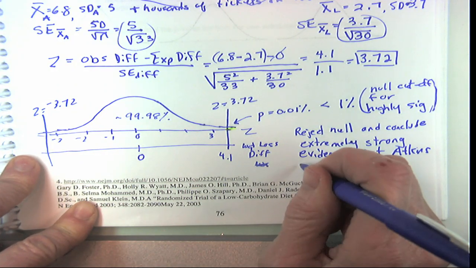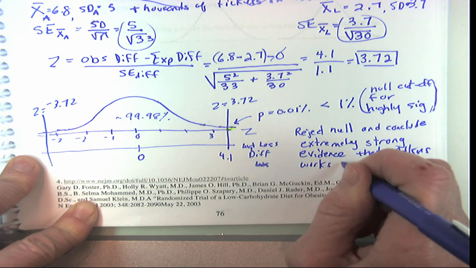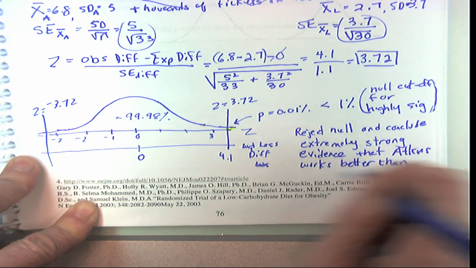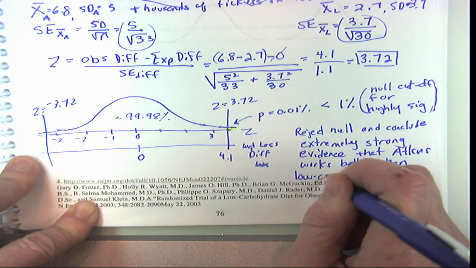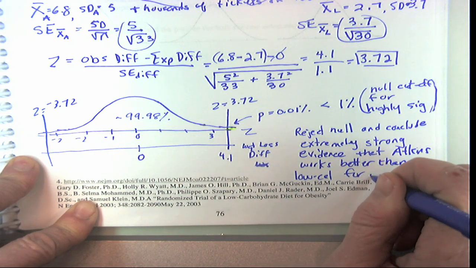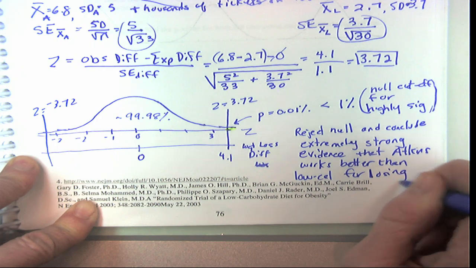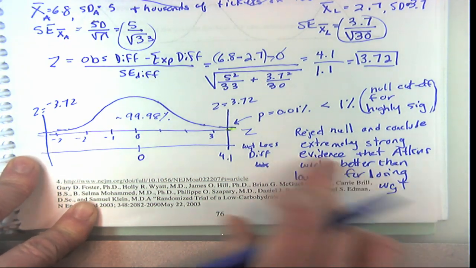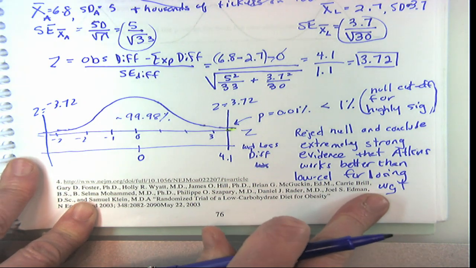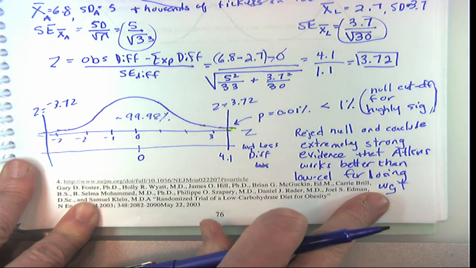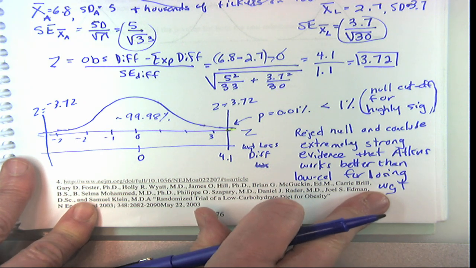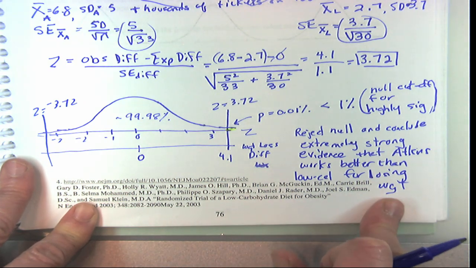The Atkins works better than low cal for losing weight. Now, if any of you are interested in losing weight, don't rush out and do this diet, because there are other things you might want to consider. For one thing, it's ecologically horrible. It's just eating meat all the time.